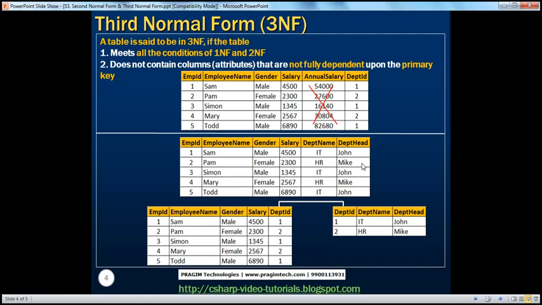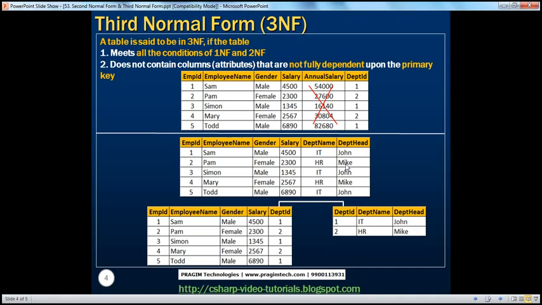Now if you look at this, employee name, gender, salary, and department name, they are dependent on the primary key. If you take 1 as the employee ID, he is Sam, his gender is male, salary 4,500, and his department is IT. And department head also depends on employee ID. When the employee ID changes, the department head is Mike.